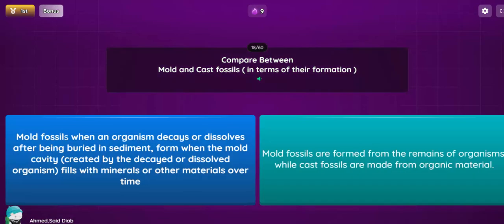Question: compare between mold and cast fossils, in terms of their formation. Option 1: mold fossils form when an organism decays or dissolves after being buried in sediment, and cast fossils form when the mold cavity, created by the decayed or dissolved organism, fills with minerals or other materials over time. Option 2: mold fossils are formed from the remains of organisms, while cast fossils are made from organic material.